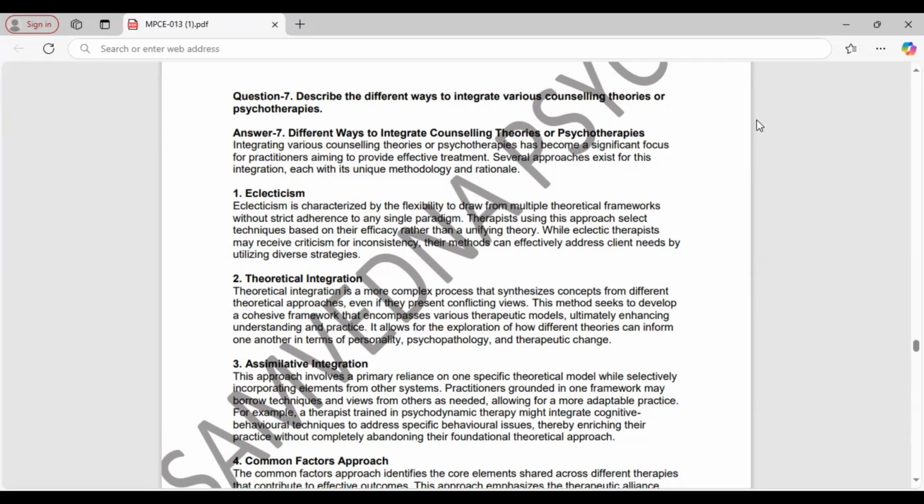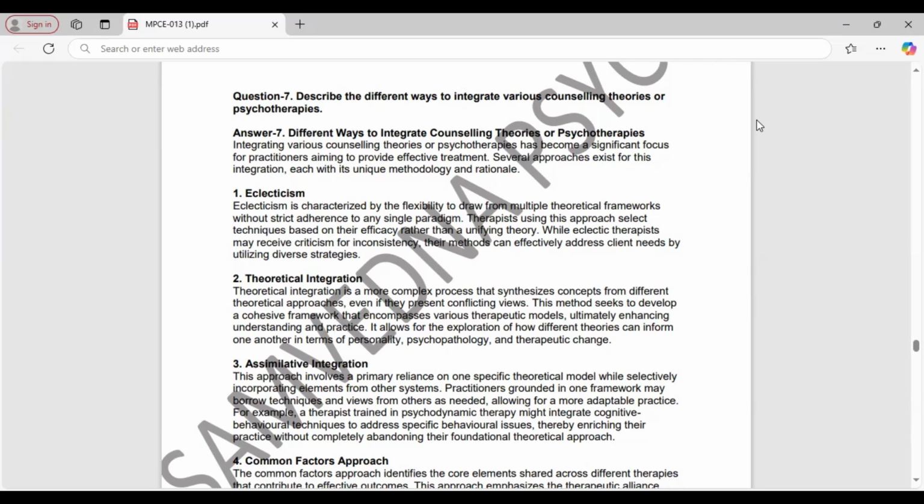Question 7. Describe the different ways to integrate various counseling theories or psychotherapies. Integrating various counseling theories and psychotherapies is essential for practitioners seeking effective treatment. Several methods for integration exist, and each one is distinct from other methods.